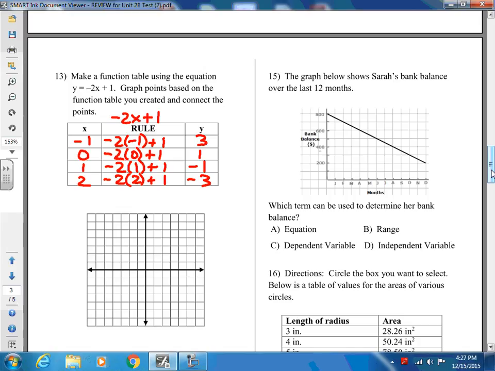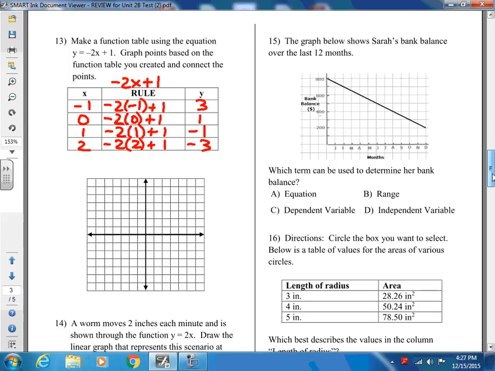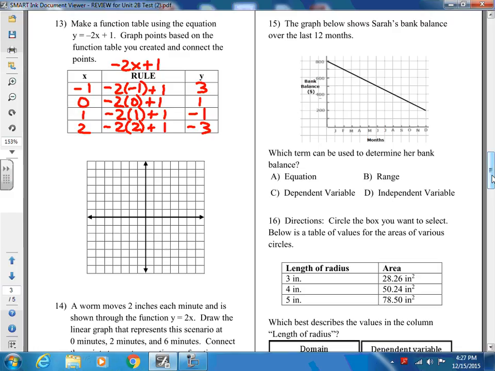Now you want to put them on the graph and connect them to make a line happen. Right? And if it's not a straight line, you know you goofed in terms of plotting or in your table. So negative 1, positive 3; 0, positive 1; 1, negative 1; and 2, negative 3. Okay, and then draw your line and put your arrows. Okay, so that graph matches that table.